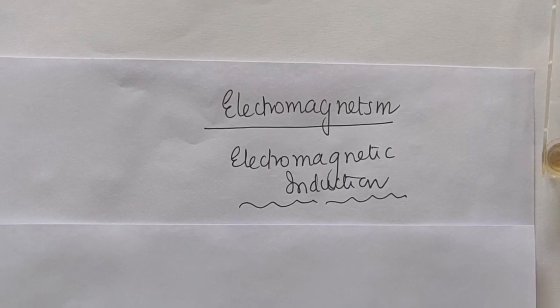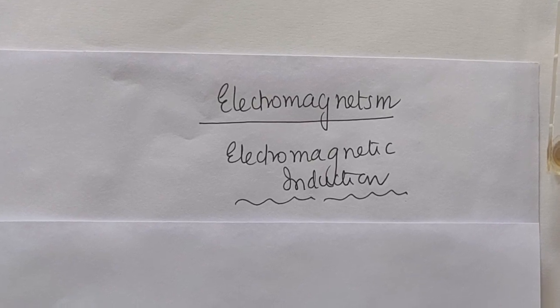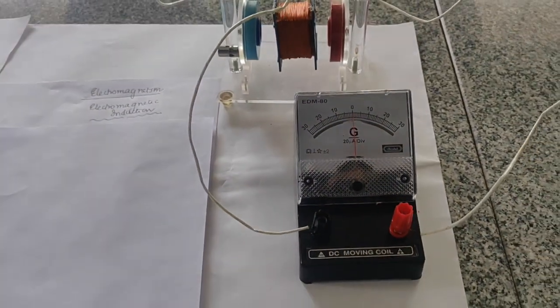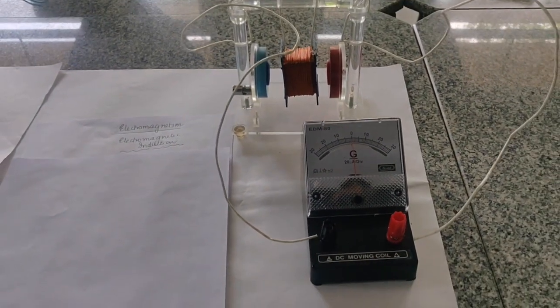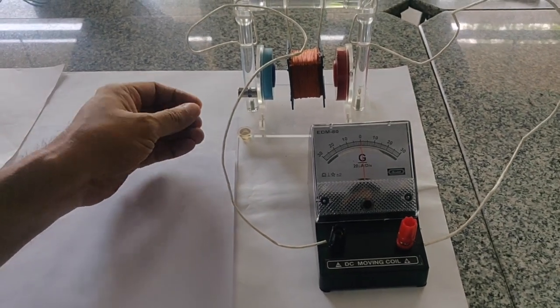In this video, we are going to look into electromagnetic induction. So far, we have seen how electric current produces a magnetic field. But it's interesting that a magnetic field can also produce electric current.